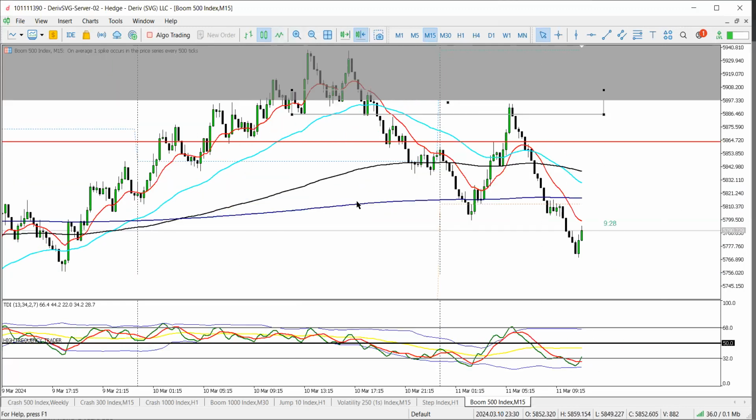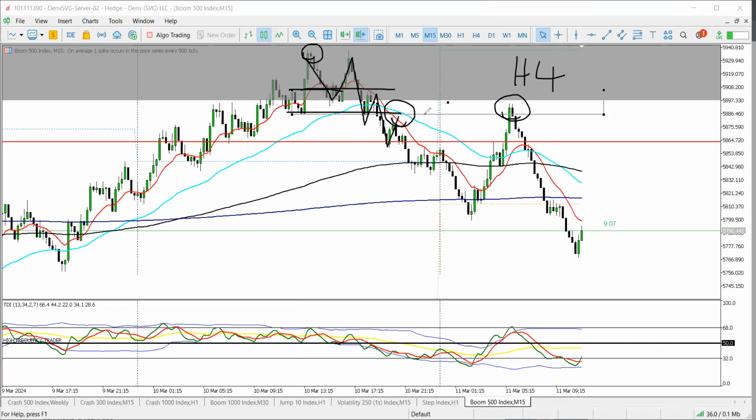So if you drop down to M15 again on the same area, you can see the same peak, more or less the same order block, which was initially respected, then broken at this point, then retested the first time. This was the second retest. So if you're looking for a sell today, we're still using this H4 zone as a point of interest. We're still using this H1 order block as a point of interest.